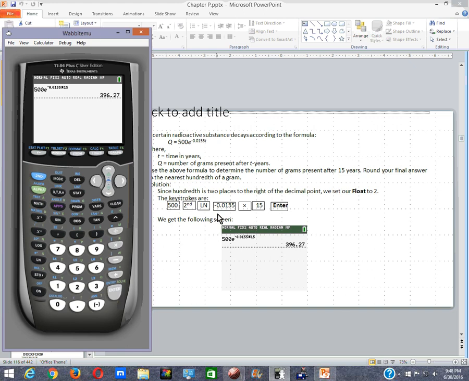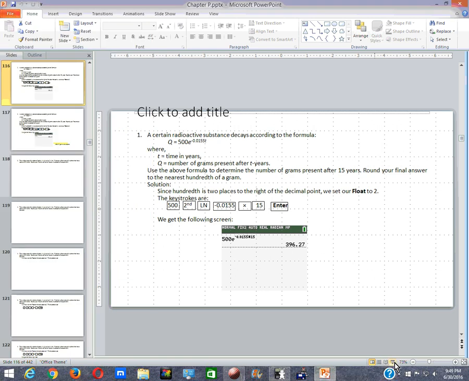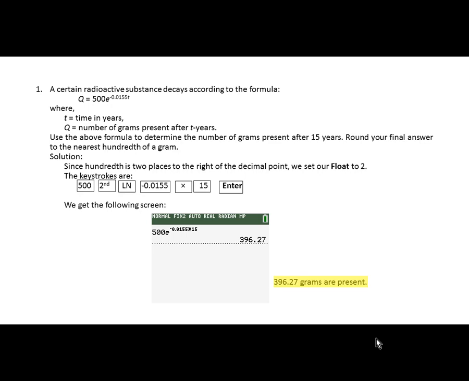396.27. This 0 right here, that's all by itself to the left of the decimal point, that's called a leading 0. You don't need to put it. I just get in the habit of doing it, but you don't need to. And when we start counting zeros, we don't really count it. Just so you'll know that I've set my float to 2, if I do something like this, 0, and I press enter, it rounds it to 2 places. This is how you know that your float is set to something that you don't want it to be. So we have 396.27 grams present after 15 years.